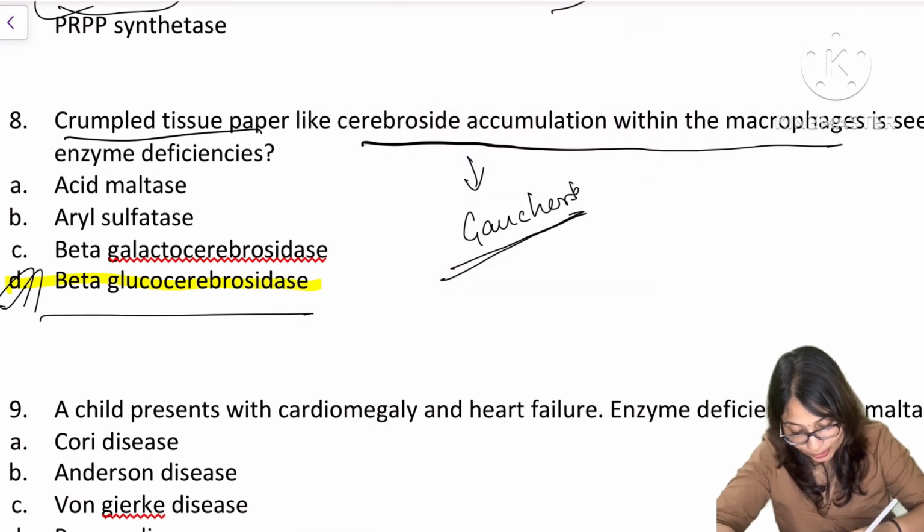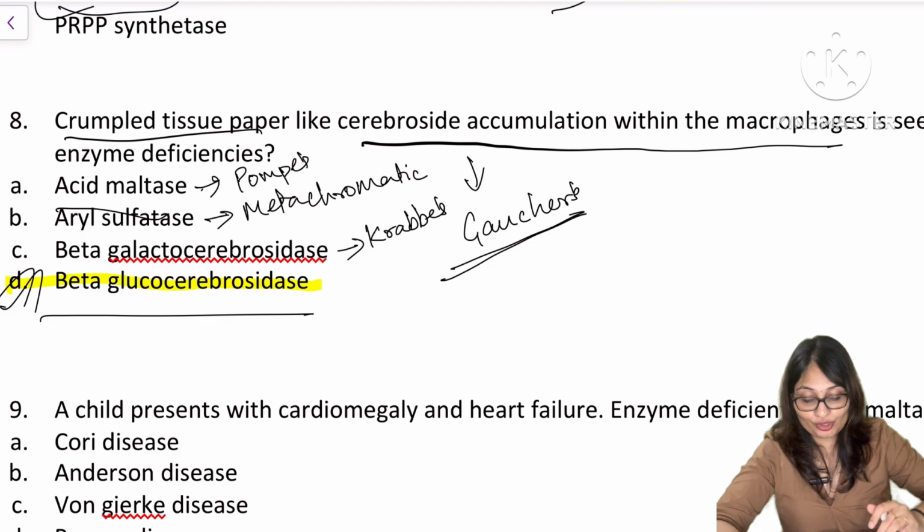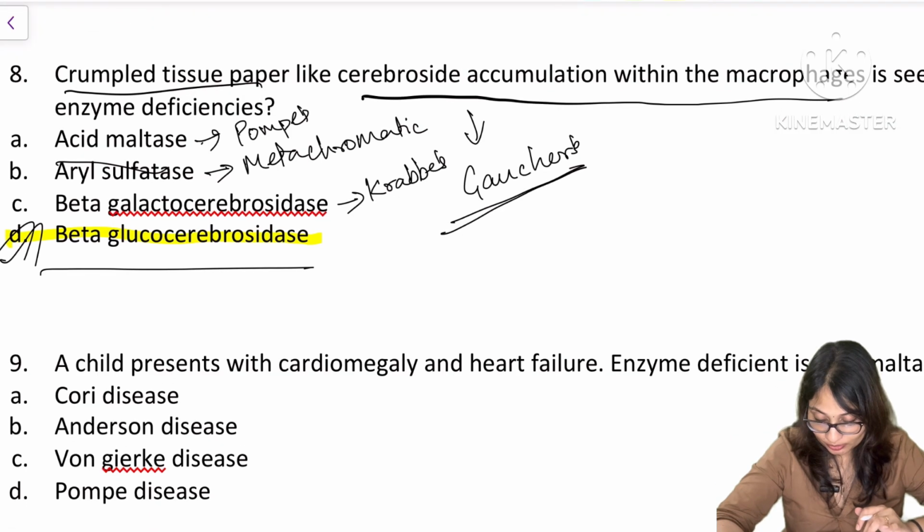So to reinforce, beta-galactocerebrosidase deficiency is associated with Krabbe's disease. Okay, and aryl sulfatase deficiency is seen in metachromatic leukodystrophy. And acid maltase deficiency is seen in your Pompe's, that is not even related to sphingolipidosis, right? So that is glycogen storage disorder type 2. So this is about question 8.